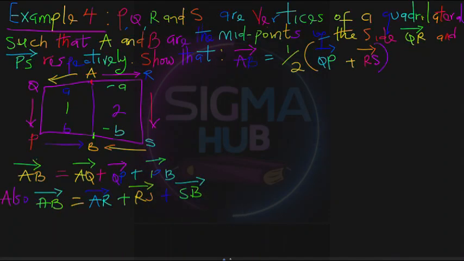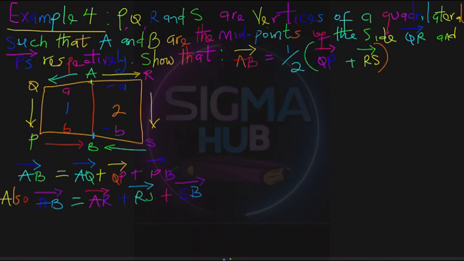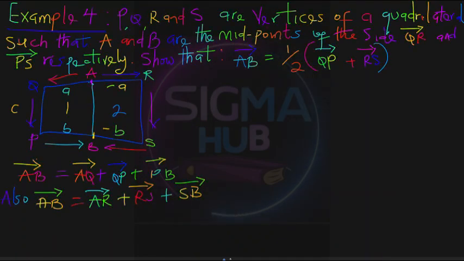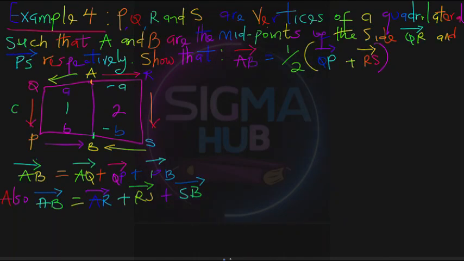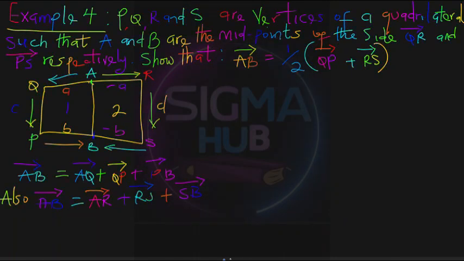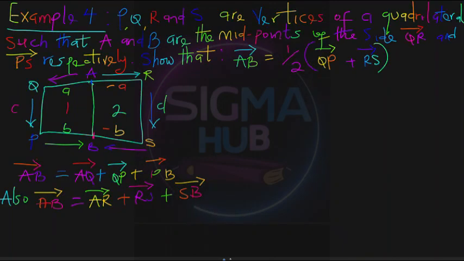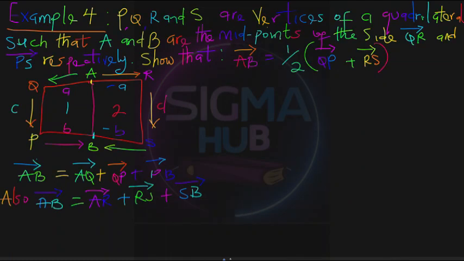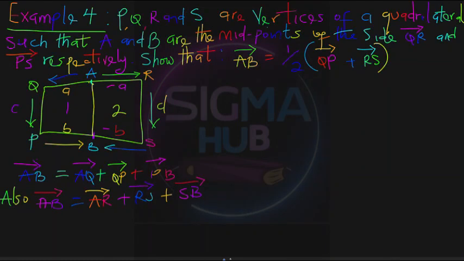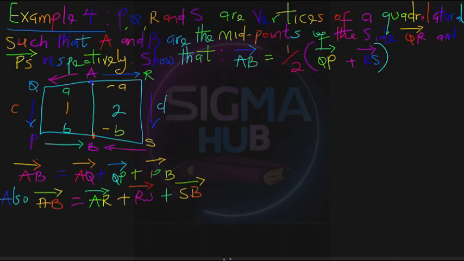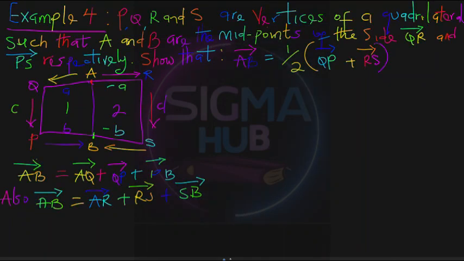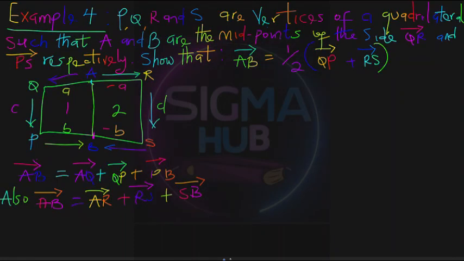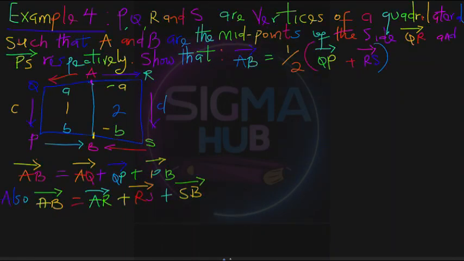So let me represent QP, because that's the direction of the arrow, as C. Then let me represent RS, which is the direction of the arrow, as D, so that we can be using A, B, C, D, negative A, negative B in all this. So we have two values for AB. The first value is using the first quadrilateral, which is AQ plus QP plus PB. Then the second value of AB is AR plus RS plus SB.